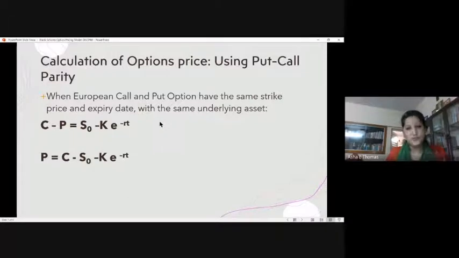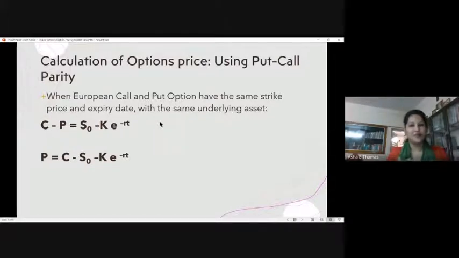Okay, now what is put call parity? It is when a European call and put option have the same strike price, the same expiry date, and the same underlying asset. That condition is what we call put call parity. Same strike price, same maturity, same underlying asset, that situation is what we call put call parity.